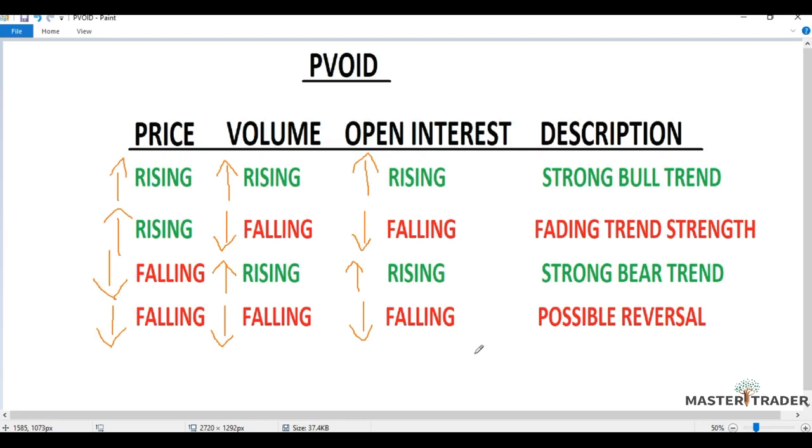We can also call this short covering, where the shorts are covering their positions. So again, two things: either they're booking profits, or we have fresh buyers coming into the market who are trying to reverse the trend. Now, simply based on this data, guys, we cannot really take a trading decision. What really enhances our probability of success is combining this with technicals.